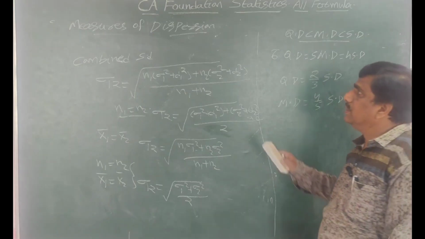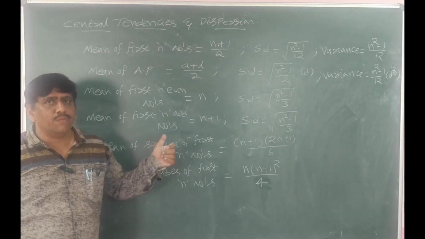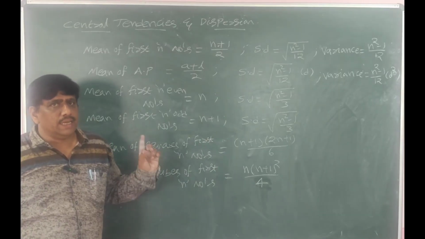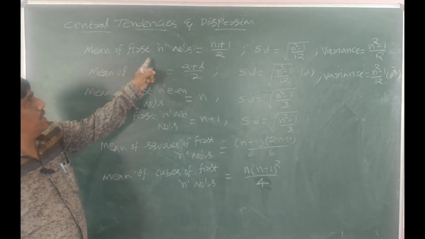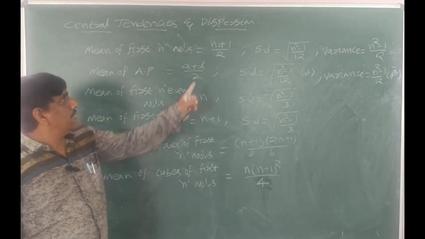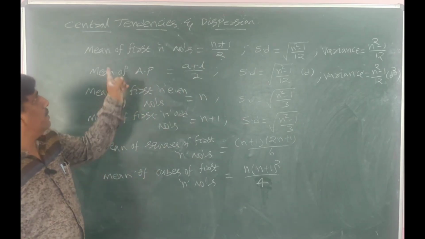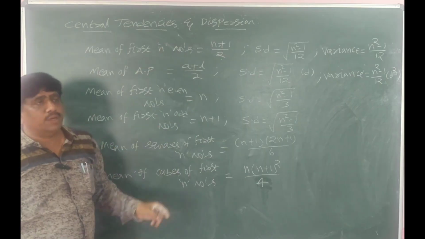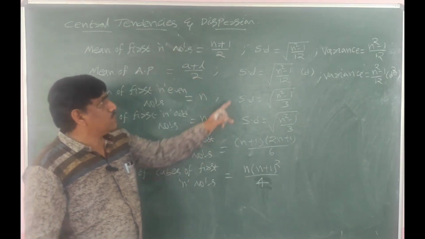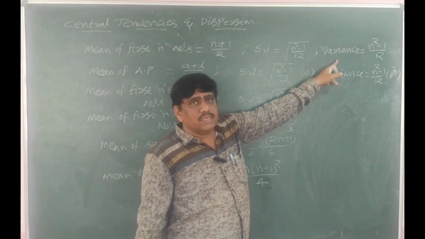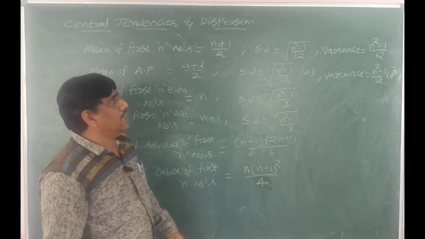Next, after discussing central tendency and dispersion formulas, there are some more formulas covering central tendency and dispersion. First of all, the arithmetic mean of the first n natural numbers. The formula is n plus 1 by 2. If there are 10 natural numbers, 10 plus 1 by 2 is the mean. And the SD for the first n natural numbers is root of n square minus 1 by 12. Variance means the square of SD, so the variance of the first n natural numbers is n square minus 1 by 12.